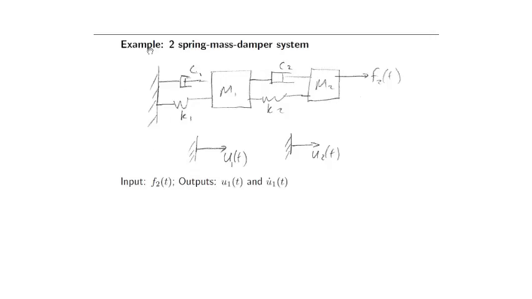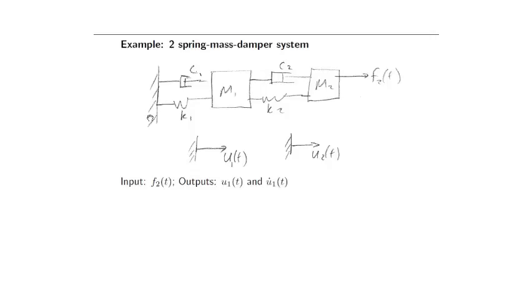This is like ground or a fixed wall. It's a one-dimensional system. So you can think of these masses M1 and M2 as being constrained to move only in a horizontal line. Maybe they're on linear bearings or something like that with zero friction. So I've got a mass M1 and a mass M2.